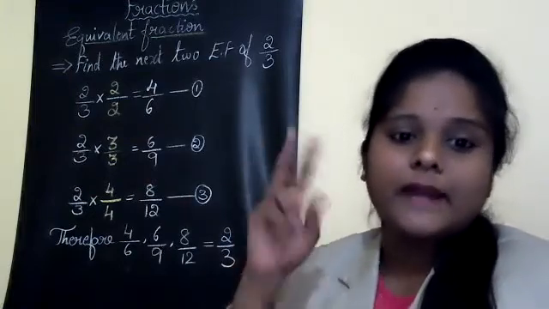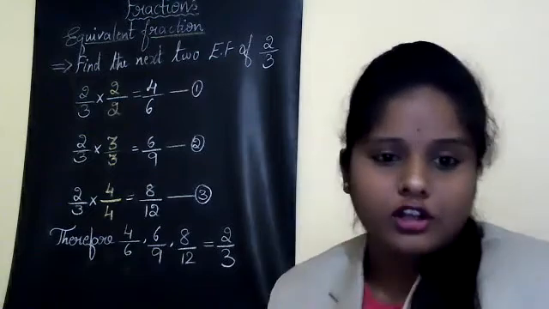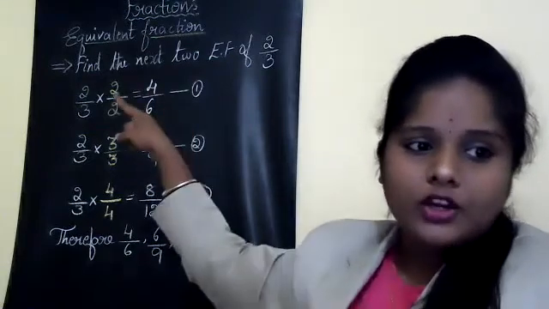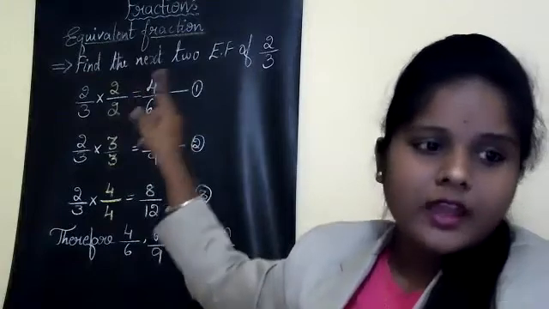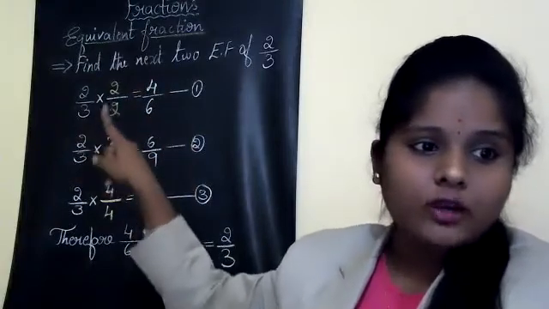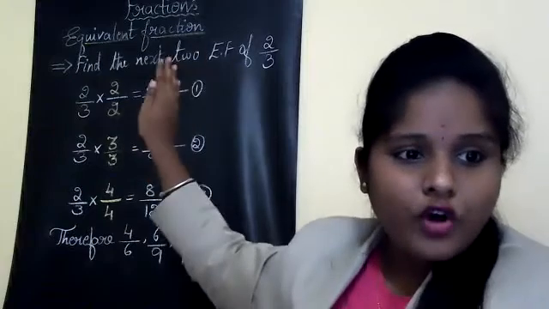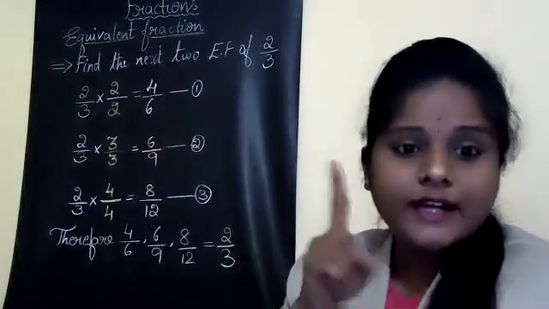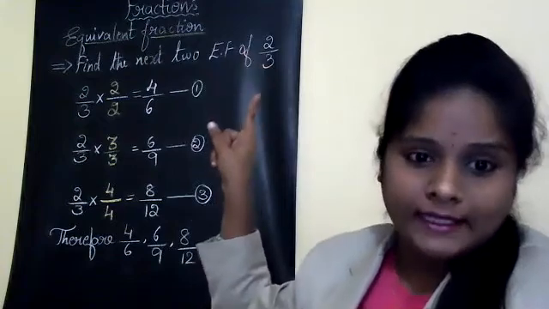I'm going to multiply 2 for both numerator and denominator also. When I multiply 2 by the numerator, I get the answer as 4. And when I multiply 2 by the denominator, I get the answer as 6. Okay. So 4 by 6 is the first equivalent fraction of 2 by 3.